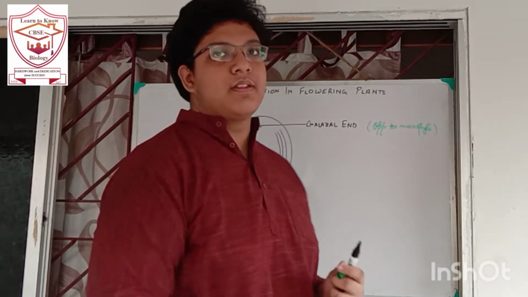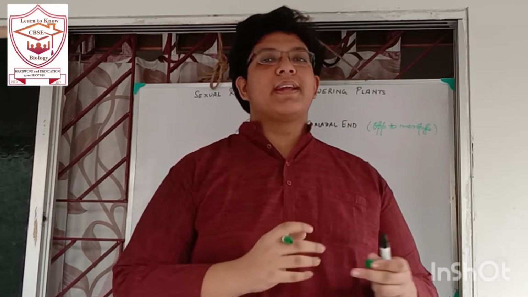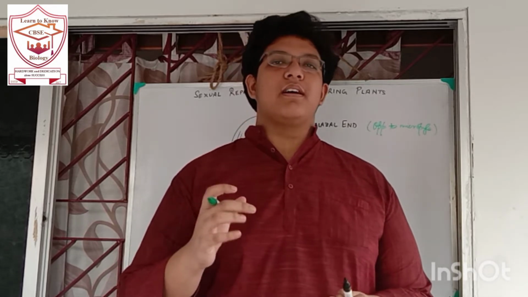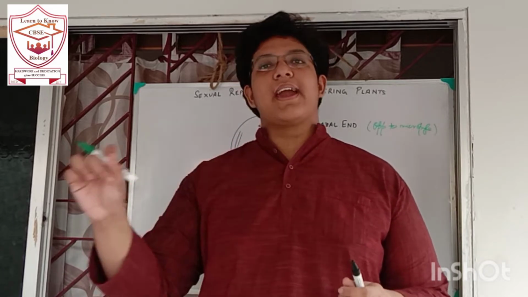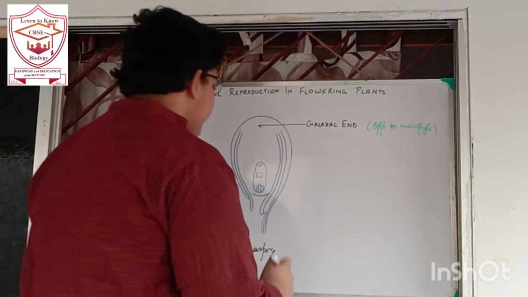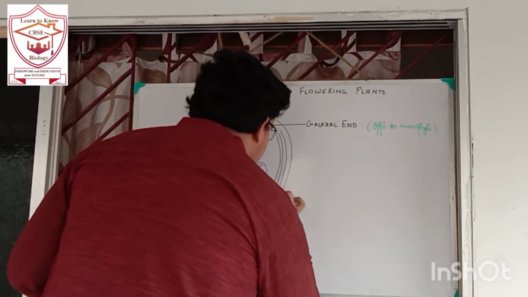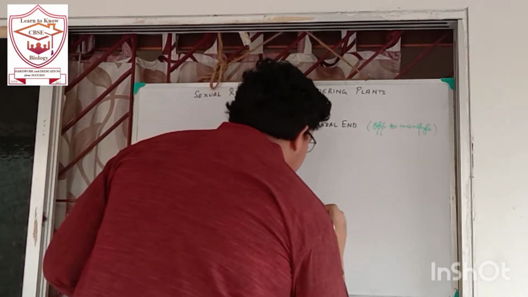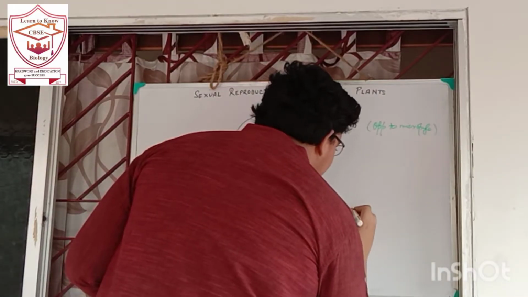Since you might be getting MCQs in your biology paper, you might get an MCQ: the end in an ovule which is directly opposite to the micropylar end is known as dash. It is the chalazal end. So, if this is the chalazal end, we can understand that this point is the micropyle, or this is the micropylar end.